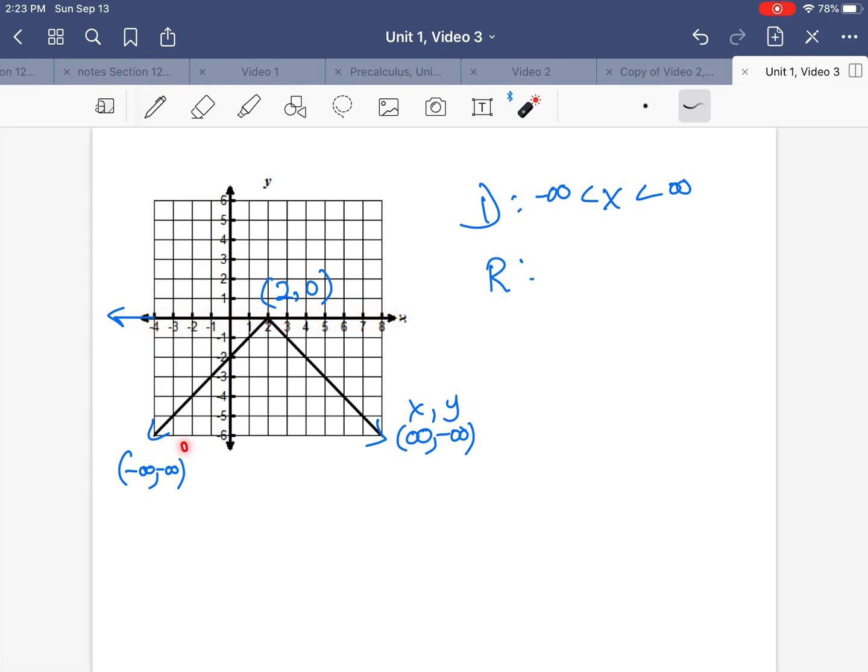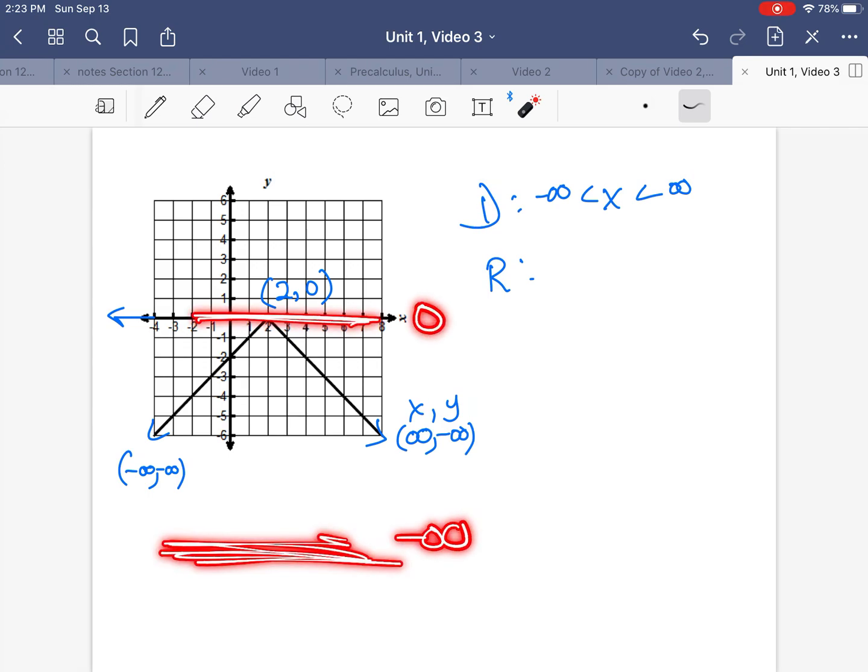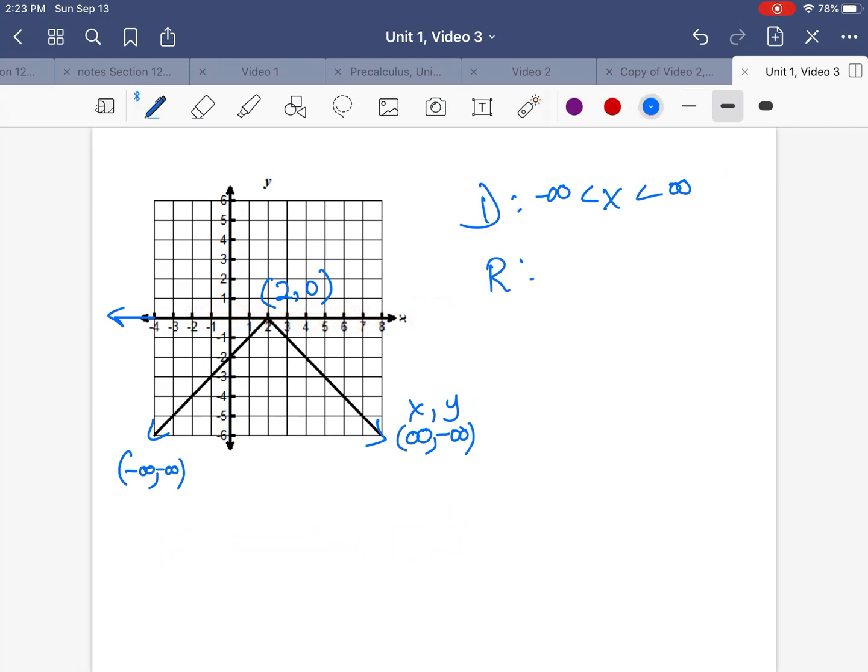And the lowest it goes is down here, negative infinity. So it goes from 0 and it goes down, down, down to negative infinity. So negative infinity is smaller than 0. So that's going to be what I put first. My y values stay between negative infinity on the left, which is the smallest, and 0 on the right. Now it is touching 0, so I'm going to put equal to 0.